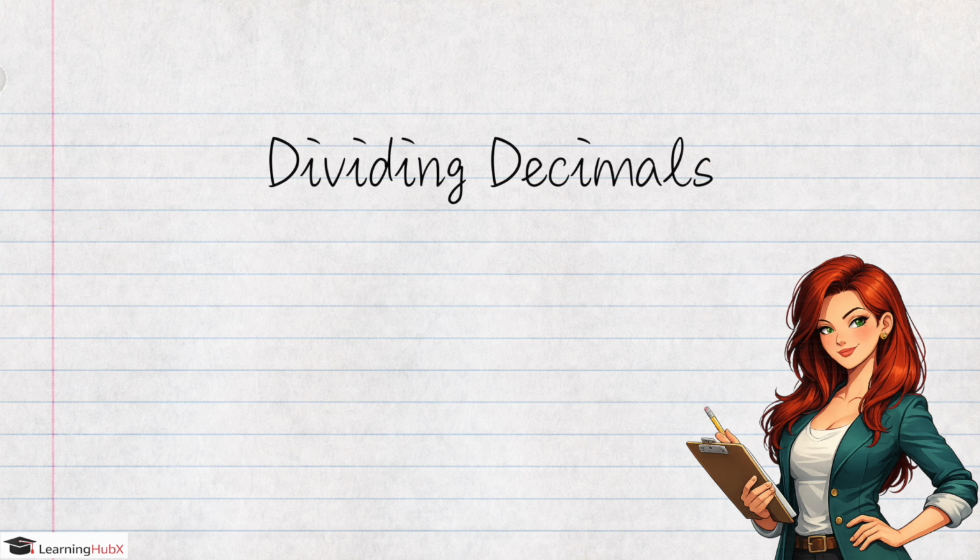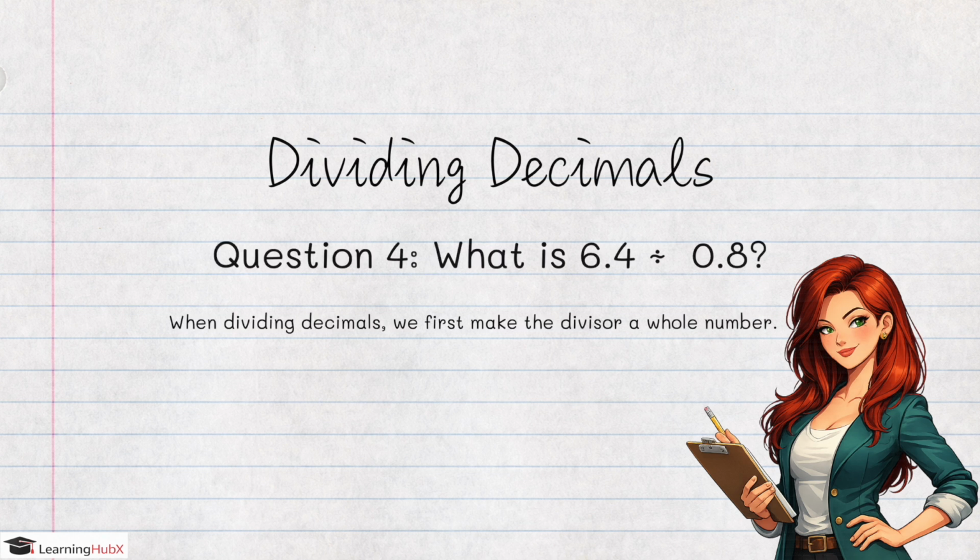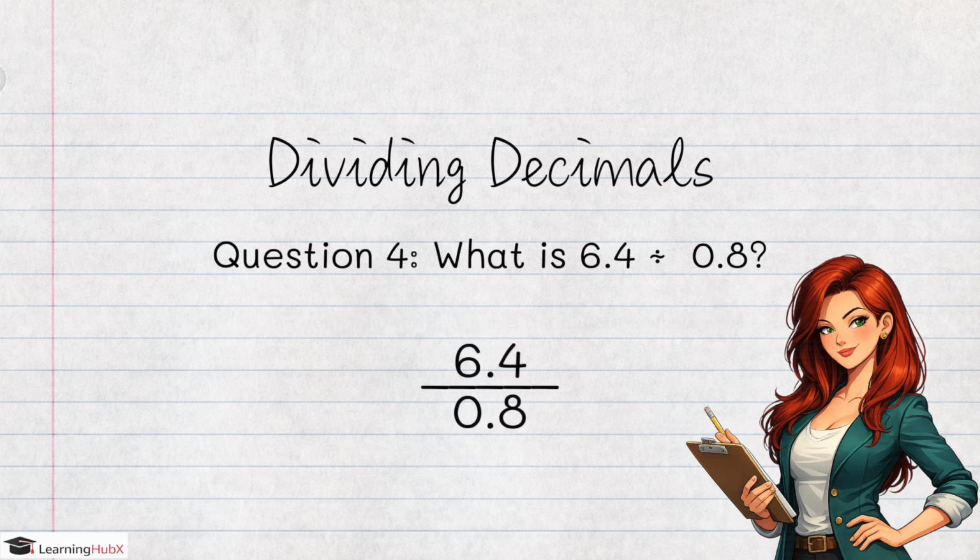Next, let's talk about dividing decimals. When dividing decimals, we first make the divisor a whole number. Let's look at an example. What is 6.4 divided by 0.8? The dividend is the number that is being divided. In this case, it is 6.4. The divisor is the number we divide by. In this example, it is 0.8. The answer to a division problem is called the quotient.